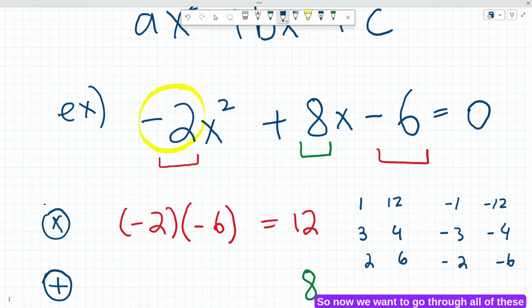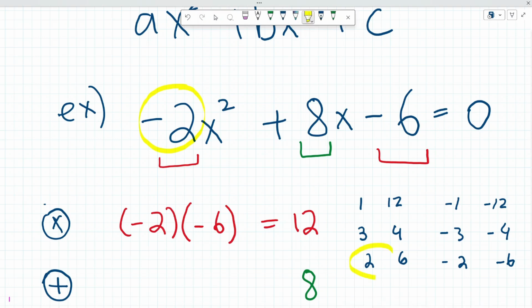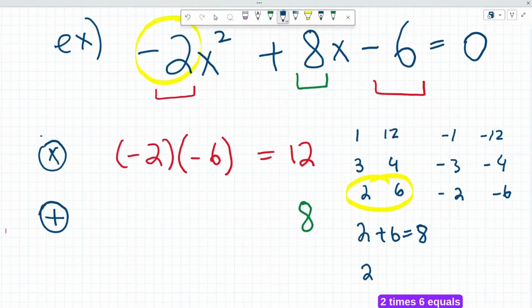So now we want to go through all of these and see if any of these two will also add to 8. 1 and 12 doesn't work. 3 and 4 doesn't work, but 2 and 6 works. We can see that 2 plus 6 equals 8, and 2 times 6 equals 12. Amazing. Now we can go forward.